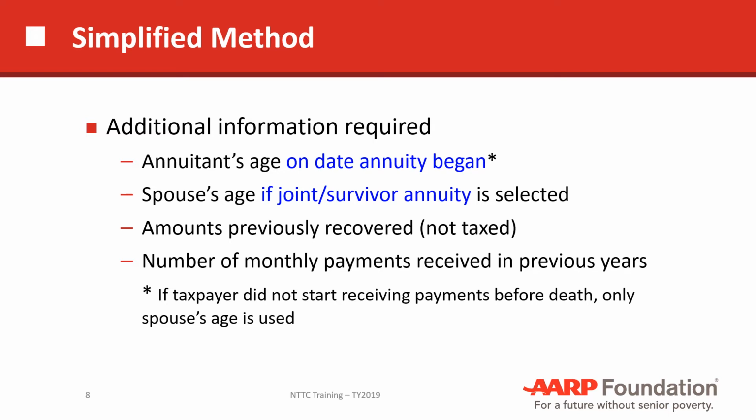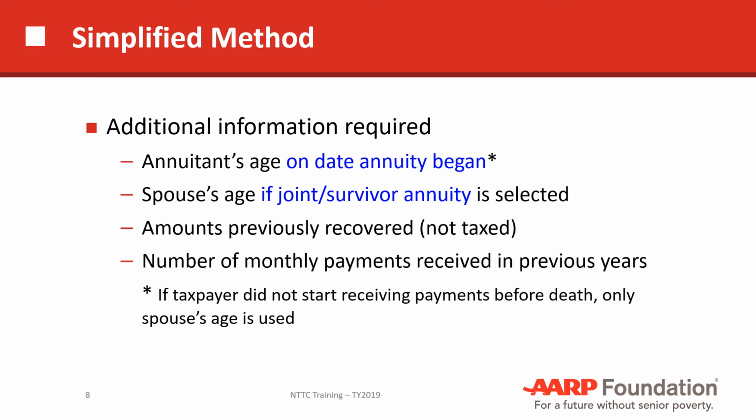Additional information required. The annuitant's age on the date that the annuity began. This is important. The annuitant's age has to be on the date that the annuity began, not December 31st, as we usually use. That's the date we usually use when we talk about taxes, is the taxpayer's age on December 31st. So this is, however, the age on the date that the annuity began. Also, if it's a joint survivor annuity, the spouse's age, we also need to know that age on the date that the annuity began.